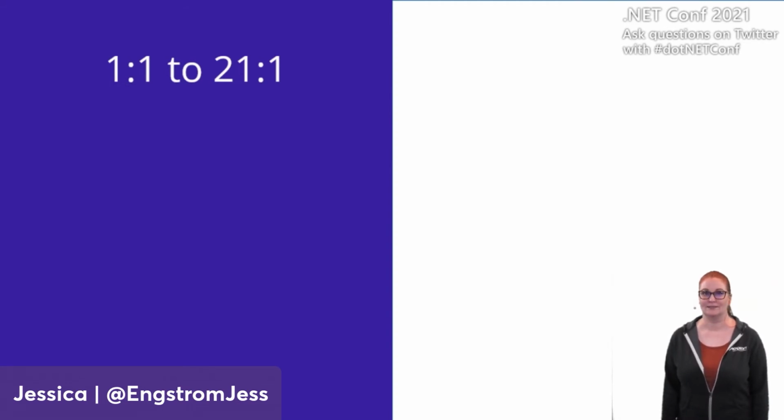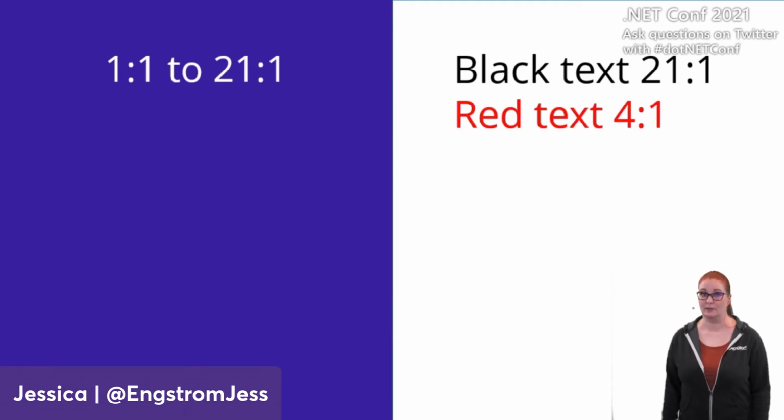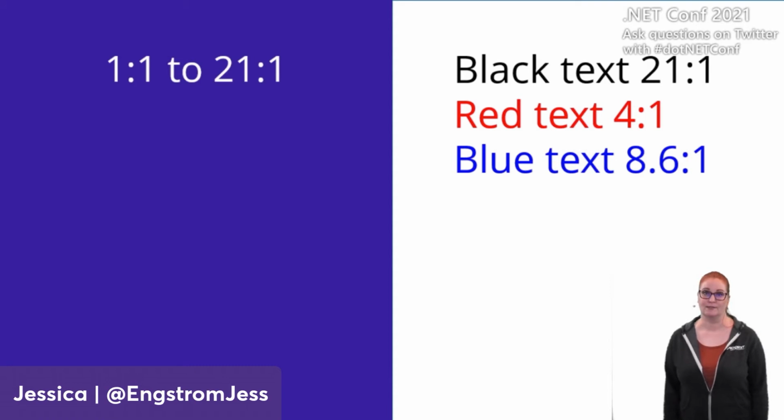So contrast is a way to measure the perceived difference in luminance, or brightness, between 2 colors. And we use a ratio to express this, ranging from 1:1, which is white on white, to 21:1, which is black on white, or white on black. It's the same thing. And as a reference, red, and I mean red only, is 4:1, and blue is 8.6:1.